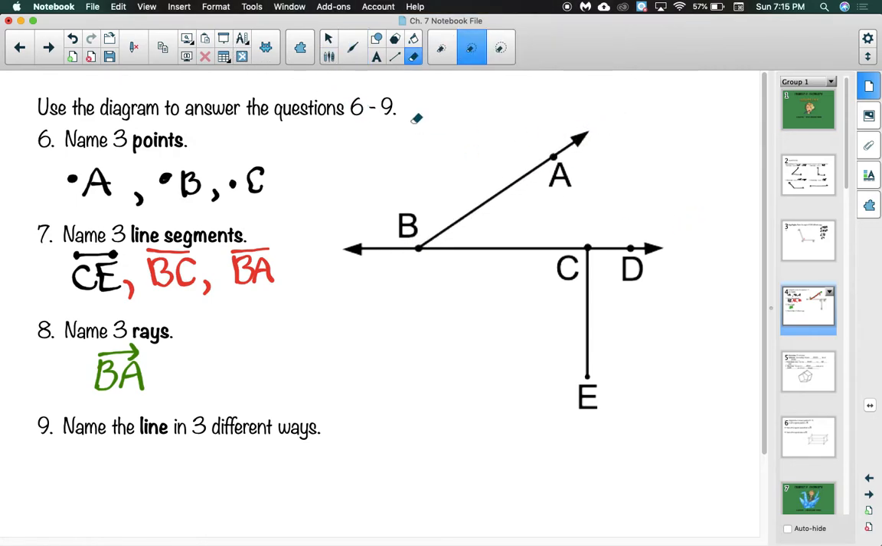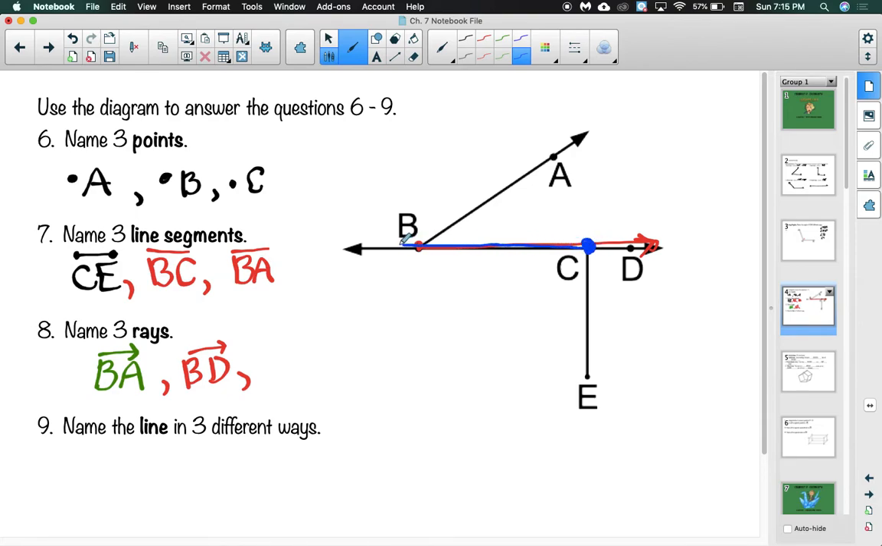A couple more rays really quickly. I can talk about ray BD. Ray BD. So that would be the ray starting at point B, traveling to point D and beyond. So ray BD. Don't forget the ray on top. And let's do one more. How about a different direction? Let's do ray CB. Ray CB starts at C, travels through B, and continues forever in that direction. So starting point is C, goes through point B, and it continues forever. That's a ray.